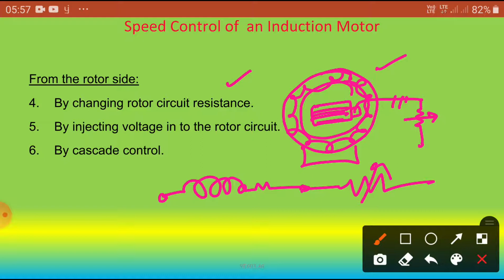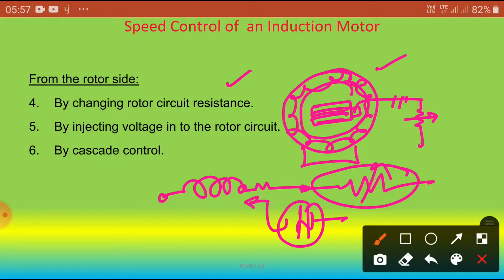Next, by injecting a voltage into the rotor side, instead of resistance, we connect a voltage source outside that injects voltage into the rotor. What will happen? The rotor winding already induces some voltage, ER, the rotor voltage.